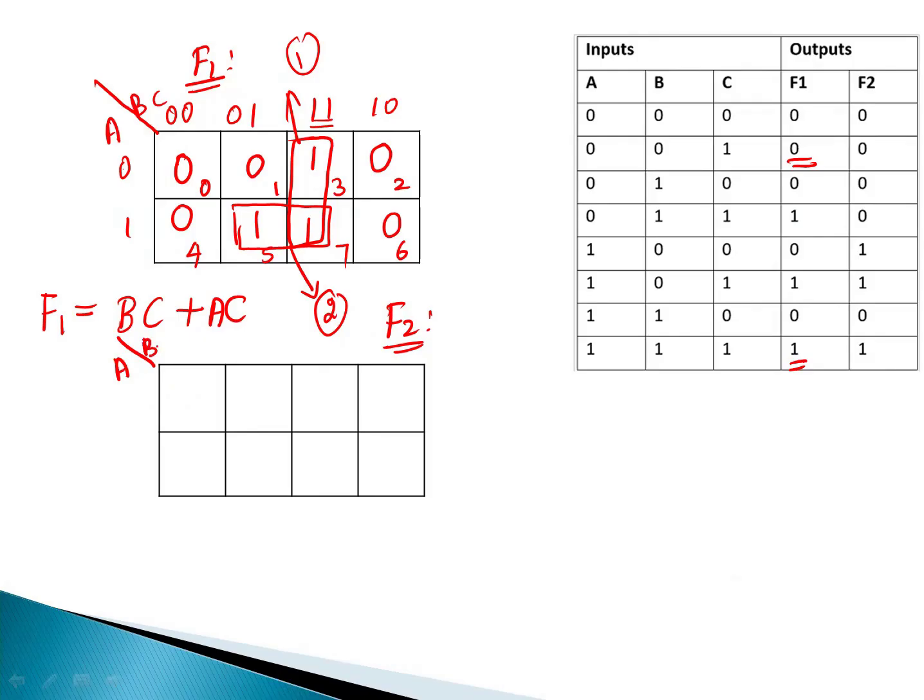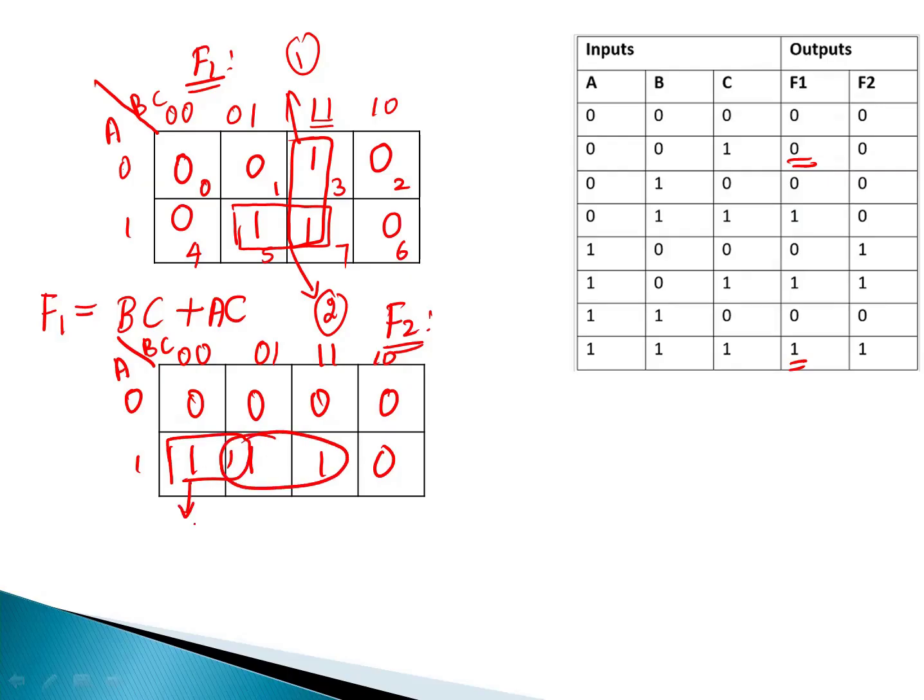So again same ABC here. 0, 1. So 0, 0, 0, 1, 1, 1, 1, 0. So we'll fix here 0, 0, 0, 0. Next 1, 1, 1, 0. So again we have to pair these ones like this. Okay. So this is my first pair and this is my second pair.